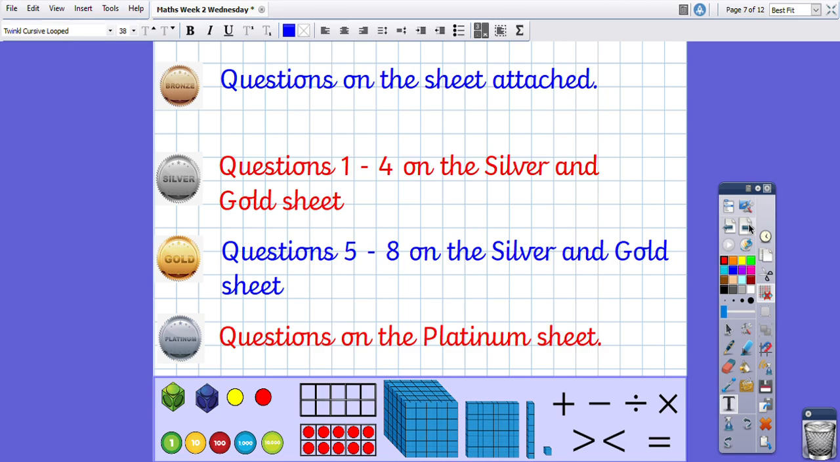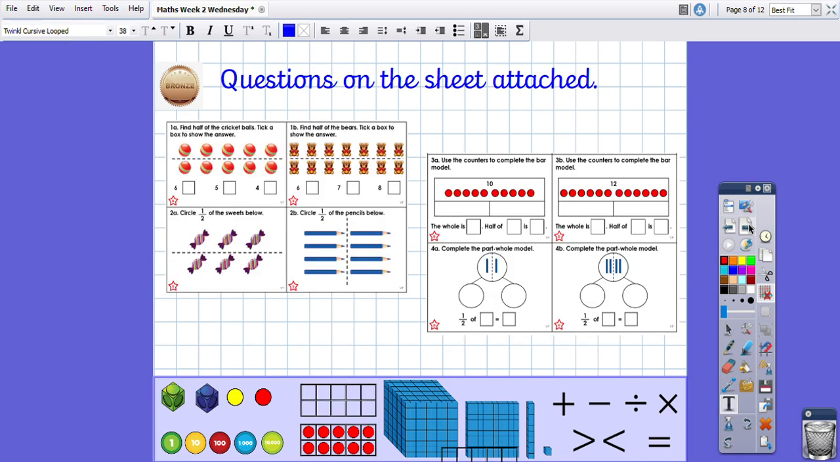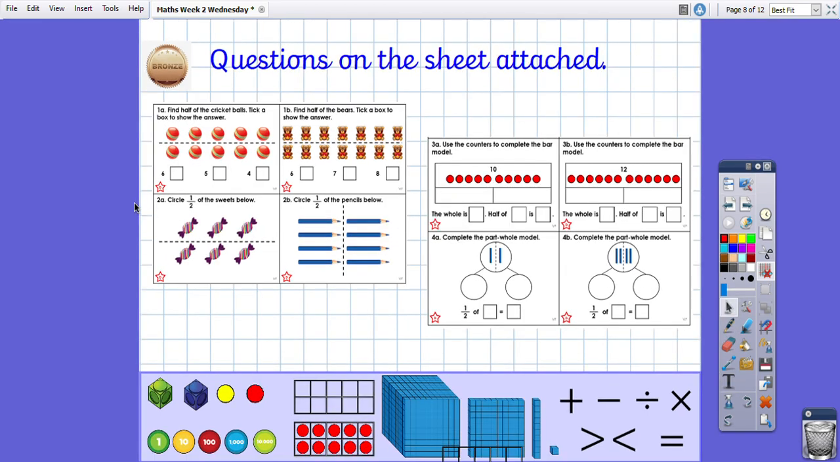Okay, so today your questions are on sheets as usual. Bronze, you have got to tick the correct answer. So you need to find half of the cricket balls and then tell me how many are half. The same with the teddy bears. And then for question 2A and 2B, you need to circle half. For 3A, you're going to use the bar model and you're going to complete it. So you've got 10 counters and you need to split them into the 2 groups and complete the statement. And then the same with the part whole model. Okay, remembering what our 10s and 1s look like to help us answer that one.